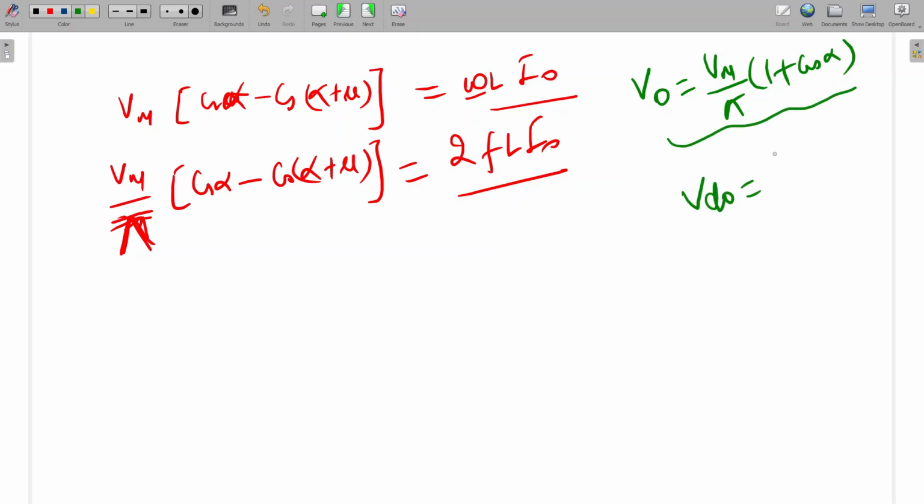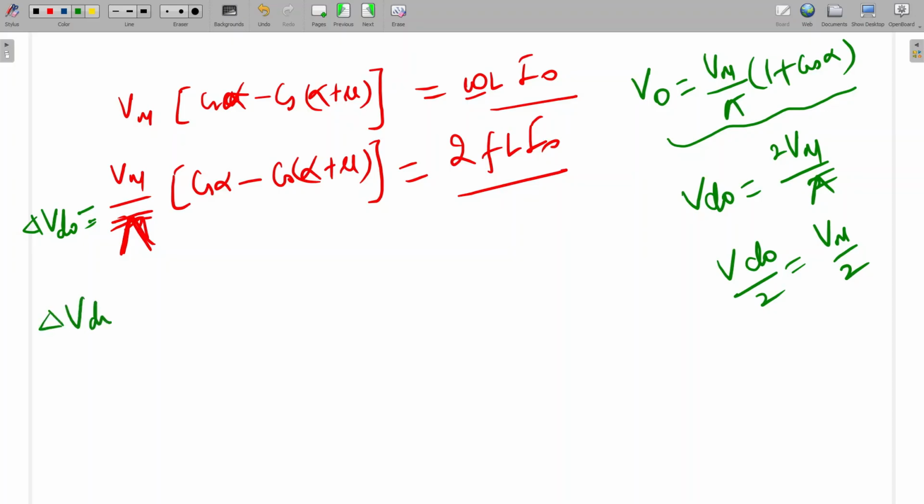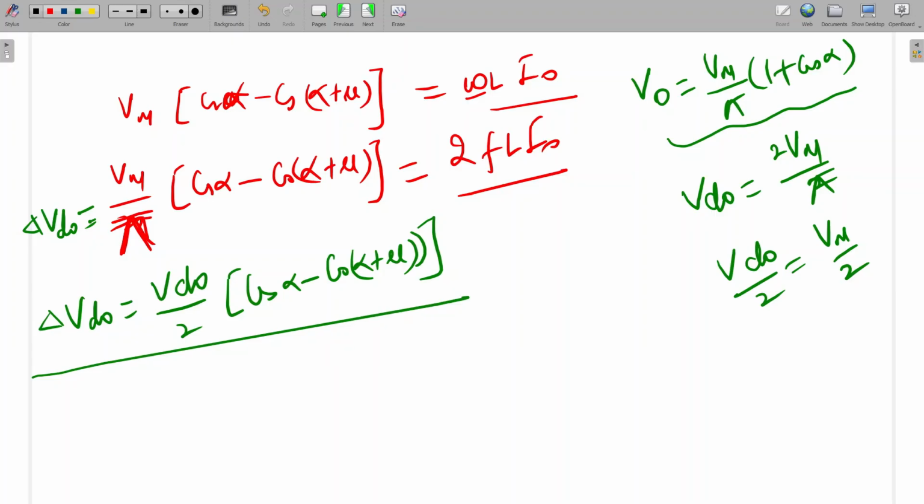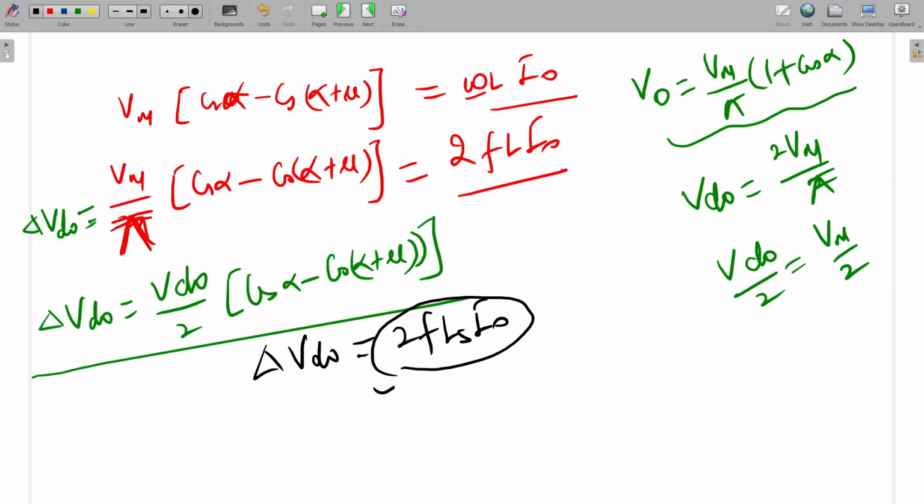So what will be the Vd0 for this? Vd0 will be 2 Vm upon pi, and Vd0 by 2 will be Vm upon pi. So we can write it as delta Vd0. I am converting it into the previous form so that it will be easy to remember. So delta Vd0 will be Vd0 upon 2 into cos alpha minus cos alpha plus mu. The other formula, delta Vd0 in terms of frequency, is 2f Ls I naught. So this we have to remember.